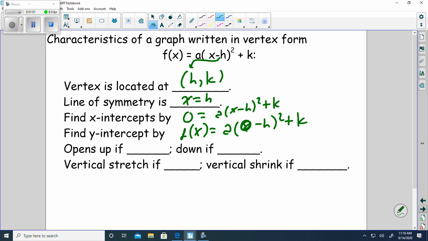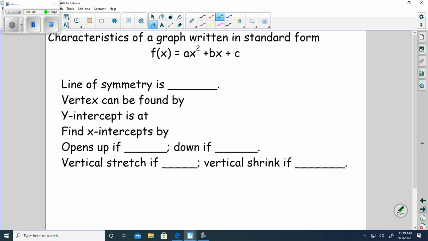It opens up if my a value is greater than 0, so positive. It opens down if my a value is less than 0, so negative. And then we have a vertical stretch if the absolute value of a is greater than 1, because I could have it negative and it still has a stretch. My vertical shrink would be when 0 is less than the absolute value of a, which is less than 1. So if I have a fraction or a decimal between 0 and 1 or negative 1 and 0, depending upon if it opens up or down, it gives me a stretch or a shrink.